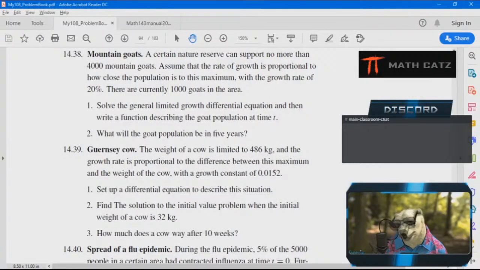Mountain goats. At a certain nature reserve, it can support no more than 4,000 mountain goats. Assume that the rate of growth is proportional to how close the population is to this maximum, with the growth rate of 20%. So if I just convert that to a decimal, it gives me my growth constant in a simple form. So 0.2 for our growth constant. And we have a starting number of goats, our initial population size. So now you see the wording is a little different. There is a proportionality concept, but the growth rate isn't proportional to how much there is or how many there is in my population. It's proportional to how close the population is to this maximum.